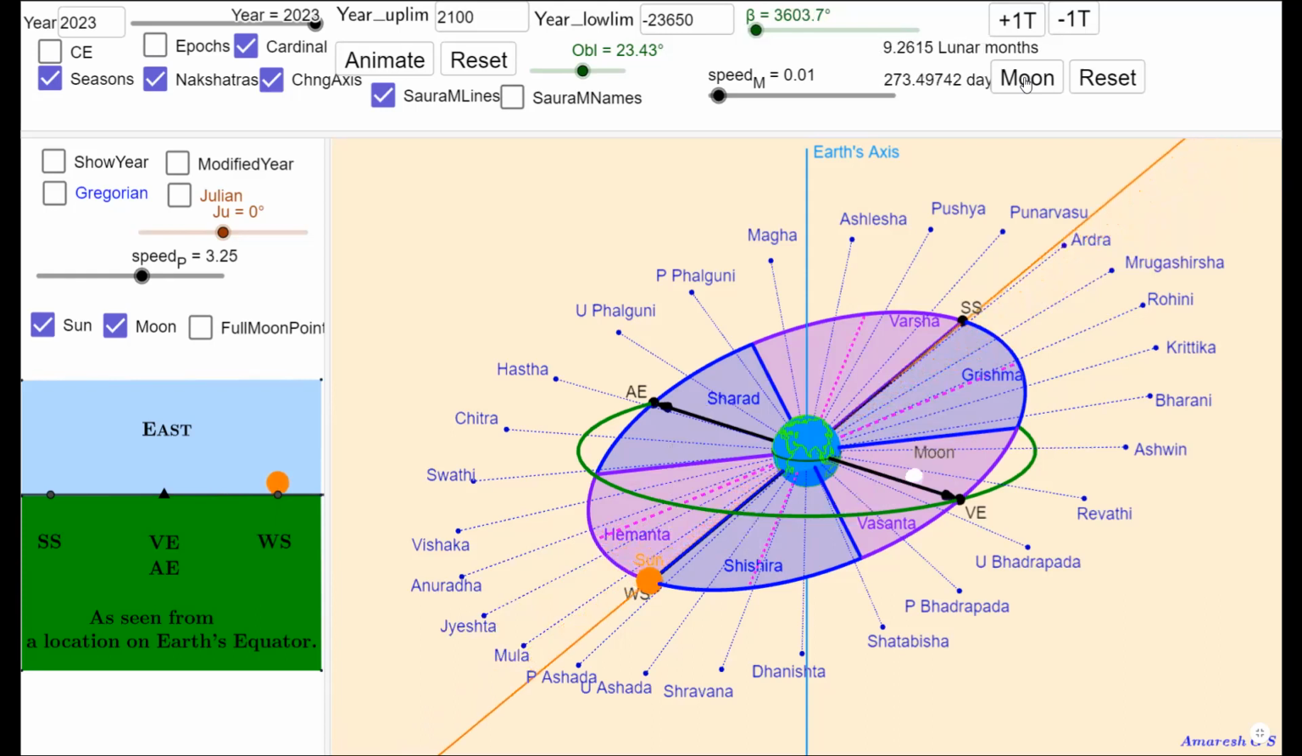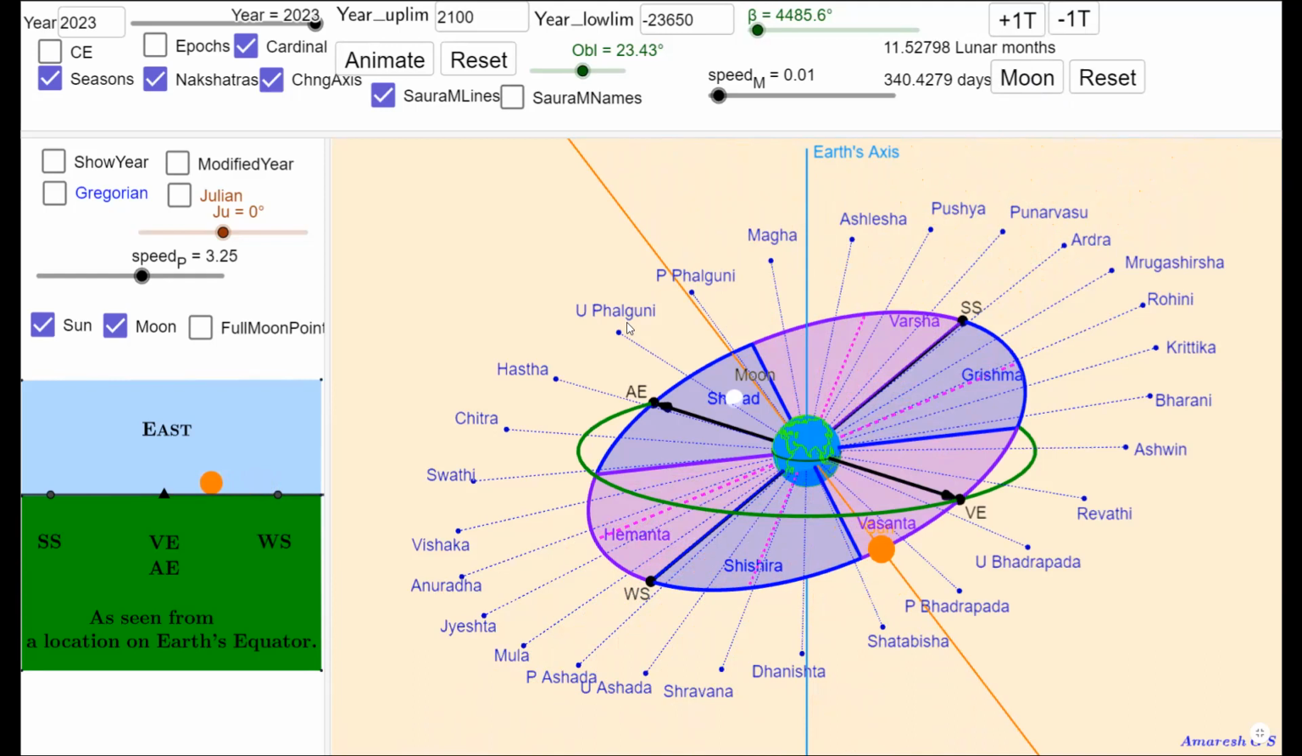The next month after Margashirsha, that coincides with the first part of Shishira season here, is the month of Pausha. Okay. And then the second part, that's lunar month of Magha. And then if you go further, the first part of Vasanta occurs in our times in the lunar month of Falgun, and that completes the 12 months.